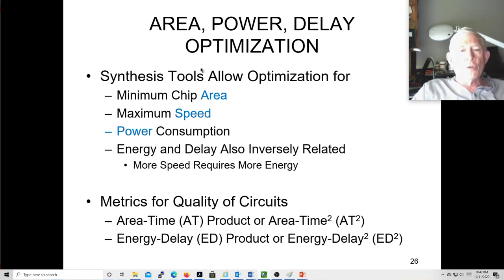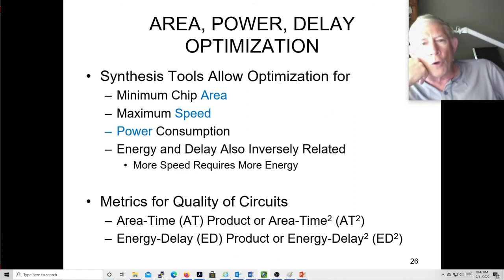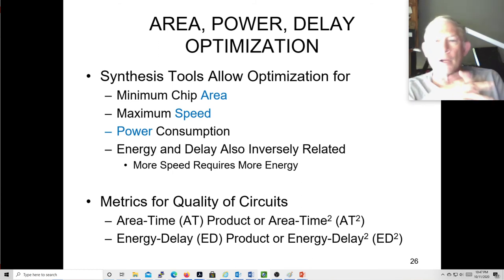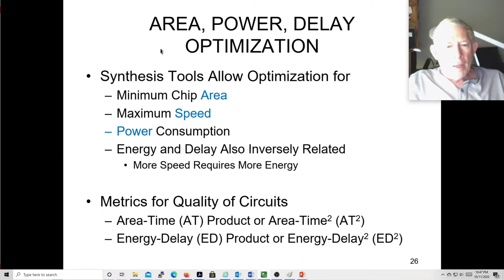Now, as the synthesis tools function, there are trade-offs, right? So we're always trading off the minimum amount of circuitry that we're using. We're also trading off speed and power consumption. So the energy and the time delay are inversely related. So more speed takes more energy. That's particularly true when we're making integrated circuits. Now, if we're using an FPGA, a lot of those choices have already been made for us. We're fitting our design into the existing hardware.